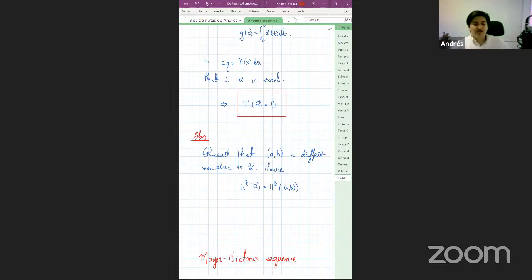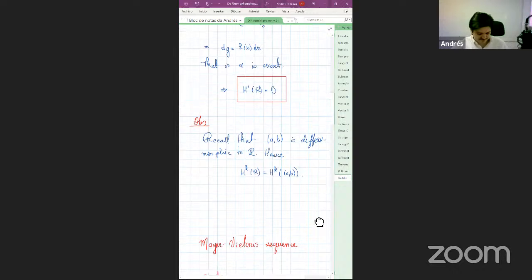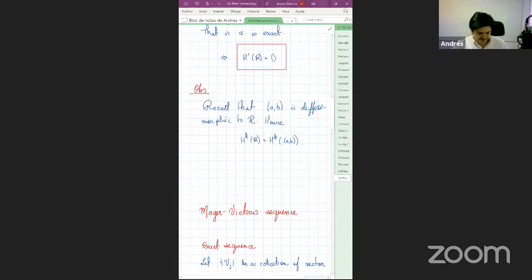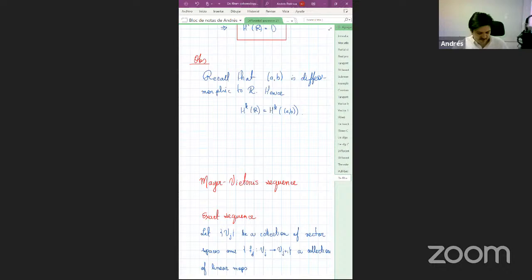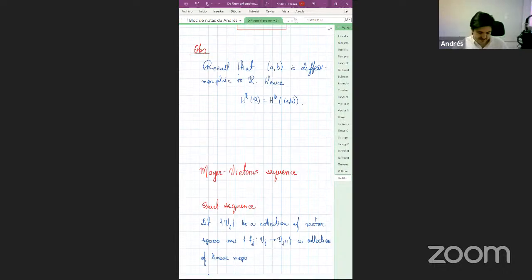Great. Now, the Mayer-Vietoris sequence in cohomology is motivated by some concepts in linear algebra. So first, I'm going to talk about linear algebra here.